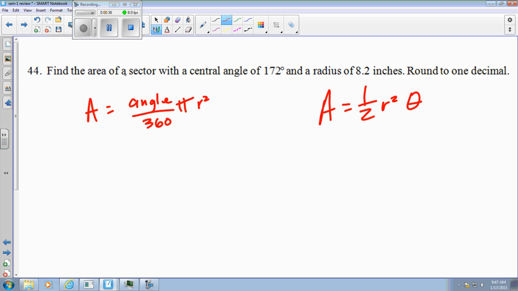For 46, we're going to find the area of a sector with a central angle of 172 and a radius of 8.2, and we're going to round to 1 decimal place. Well, here are my two formulas for finding the area of a sector. This one's for degrees, and this one's for radians. Notice, just like on the test we had a while back, that this is given to me in degrees. We can either change this into radians and use this formula, or we can plug it into this formula. I'm going to choose to plug it in here because it seems easier to me.